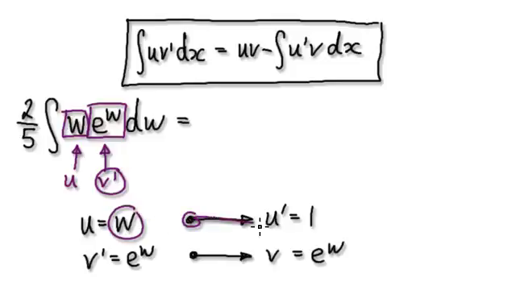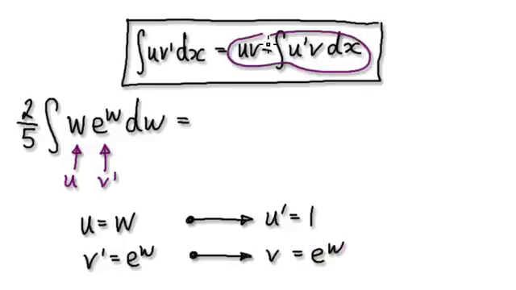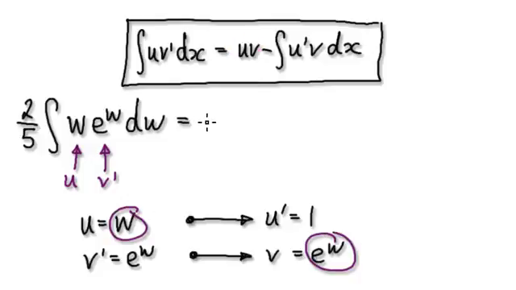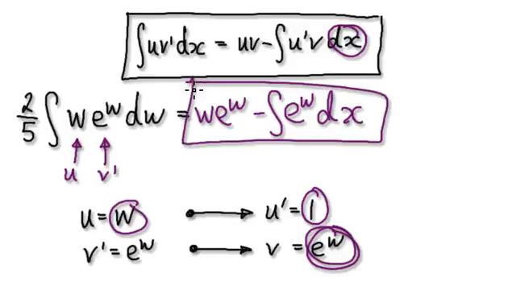If u equals w, then u prime equals 1. If v prime equals this thing here, then integrate it, it will give you this. So v will be this. Now blindly follow this instruction here. It's saying get u times v. So that becomes w e to the power of w minus the integral of, it's saying get u prime times v. So that will be e to the power of w, and then you've got your dx here. Okay, so that will then take us to this stage here.